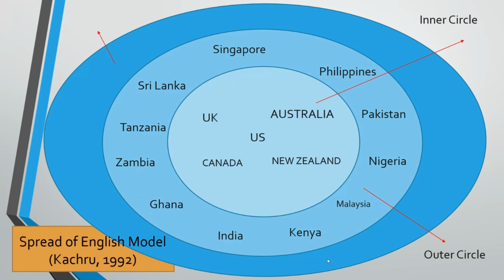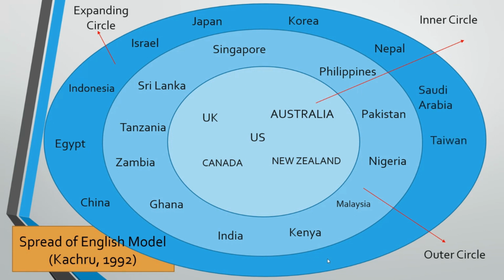The next circle is called the expanding circle. This is considered a foreign language and is used in highly restricted domains such as for international communication. These are China, Egypt, Indonesia, Israel, Japan, Korea, Nepal, Saudi Arabia, Taiwan, USSR, and Zimbabwe.